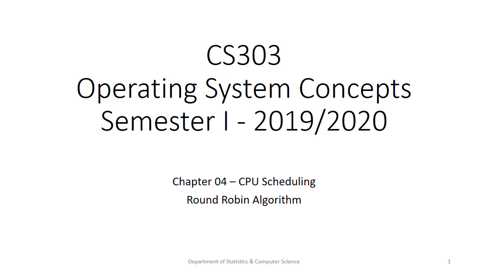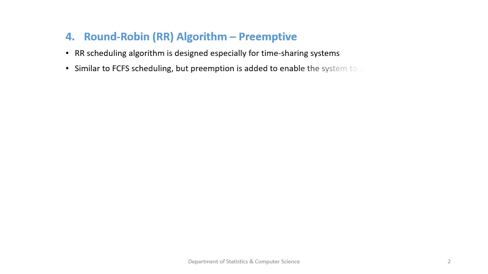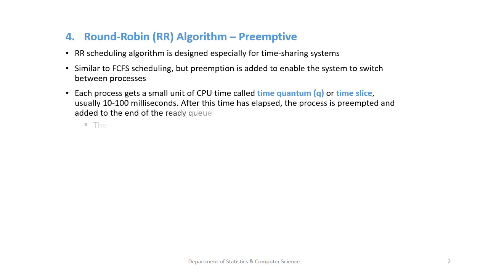In this video, we are going to learn our next scheduling algorithm, round-robin scheduling. This algorithm is designed especially for time-sharing systems. It is similar to first-come, first-served scheduling, but preemption is added to enable the system to switch between processes. Each process gets a small unit of CPU time called time quantum or time slice, usually 10 to 100 milliseconds. After this time has elapsed, the process is preempted and added to the end of the ready queue. Here, the ready queue is treated as a circular queue.